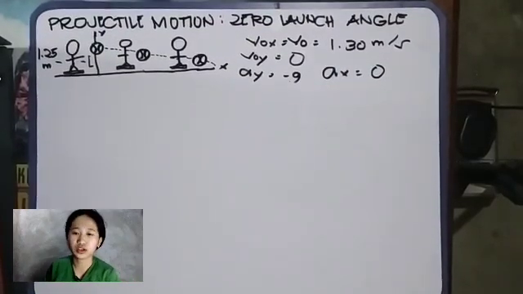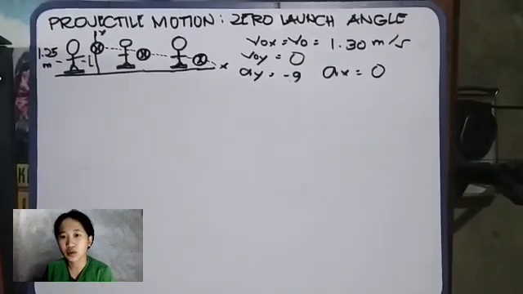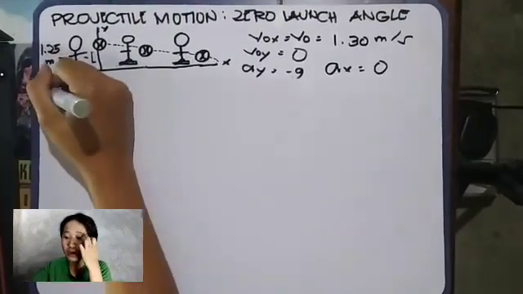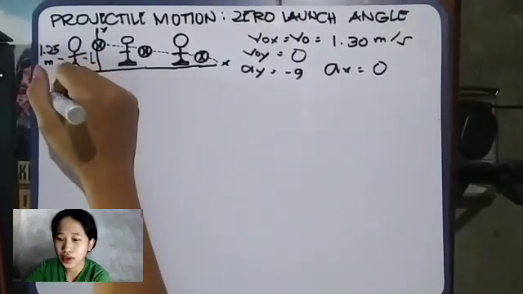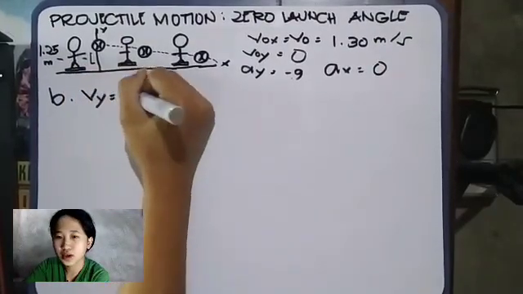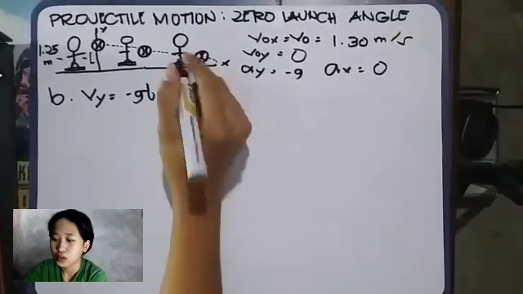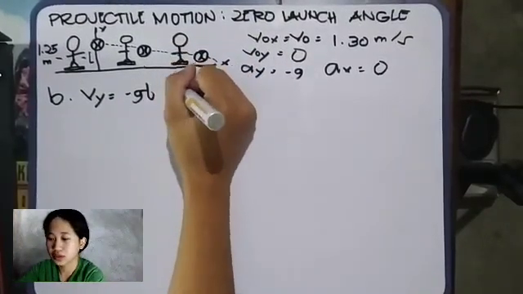Okay, so sa letter B naman natin, dito sa projectile motion, zero launch angle, ang question is find the velocity, speed, and direction of motion of the ball at time is equals to 0.5 seconds. So, kailangan nating hanapin yung V sub Y muna natin. So, ito, ang formula is V sub Y is equals to negative gravity times time. So, di ba, ang gravity natin is 9.81 meter per second squared.